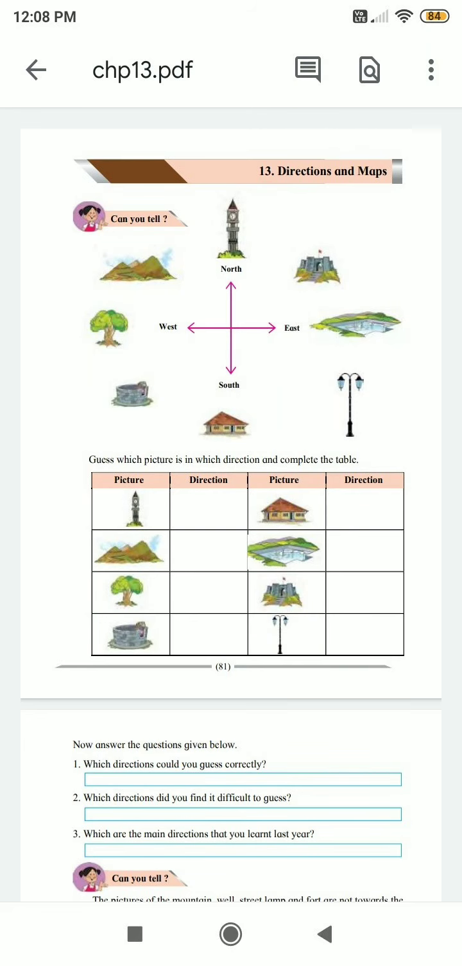Hello students, today we will do chapter 13, Directions and Maps.